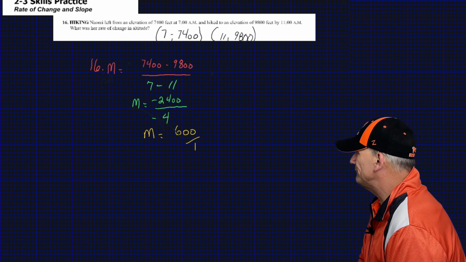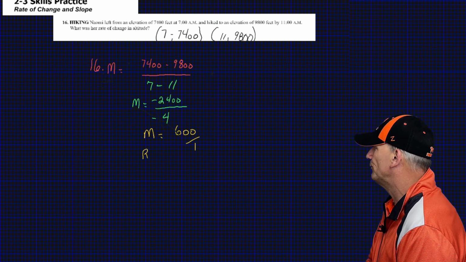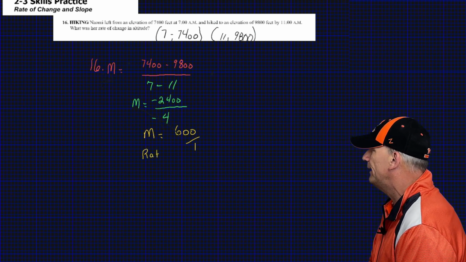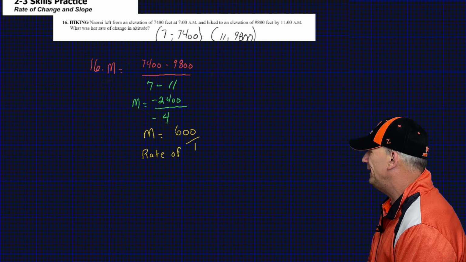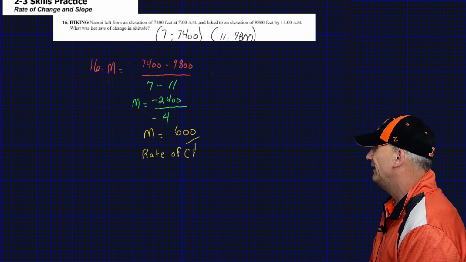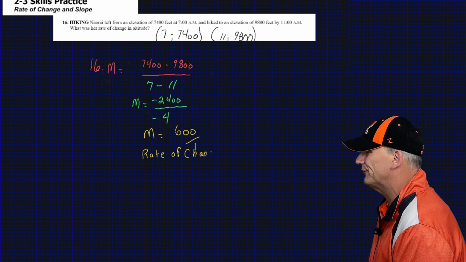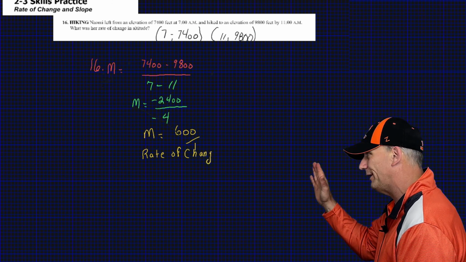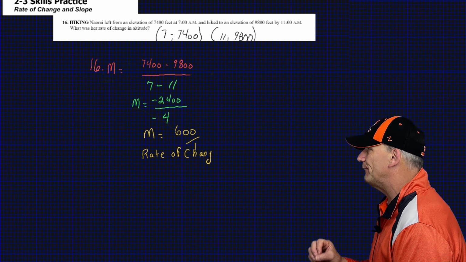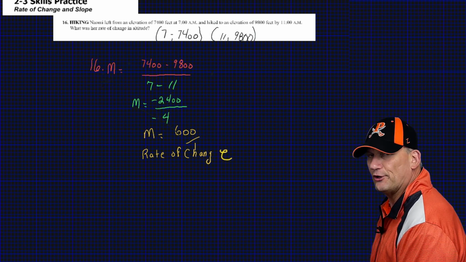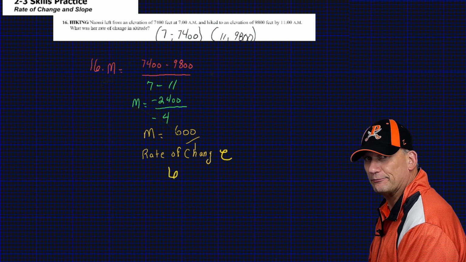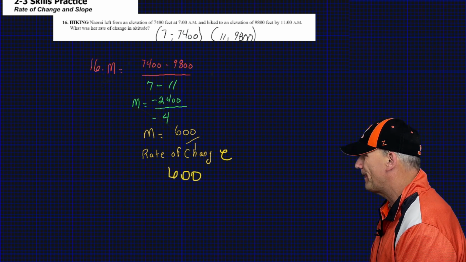All right, so what do we have? We have negative 2,400 in the numerator, negative 4 in the denominator. When we do the math here, we get 600 over 1. So m equals 600. So guess what? The answer is 600, right? So the rate of change, that's what they want, is every time we move 1 unit to the right, we go 600 units up. That's the rate of change, 600 over 1.